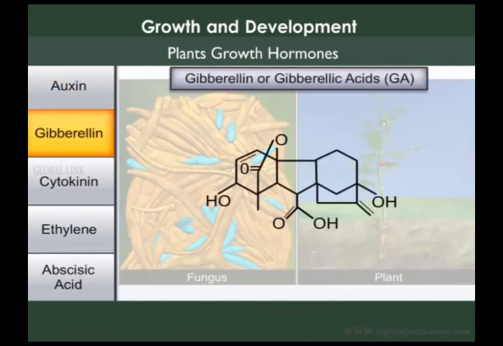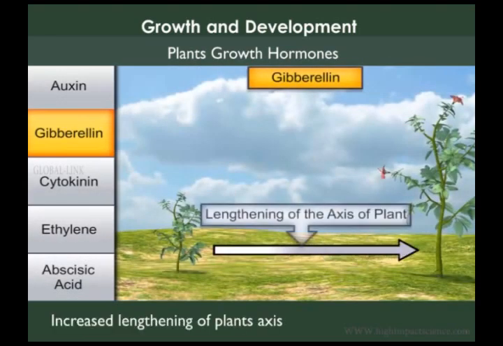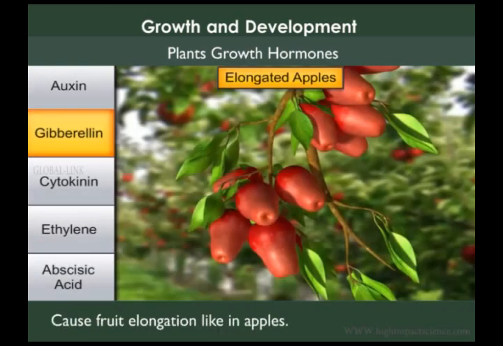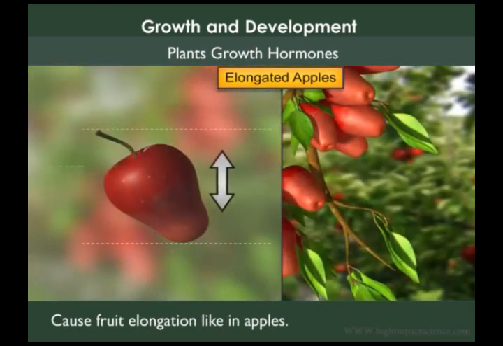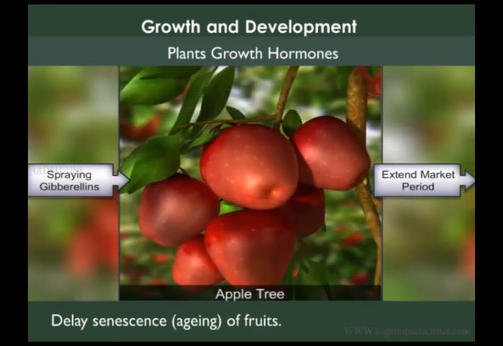Gibberellins or gibberellic acid are extracted from fungi and higher plants. They cause increased lengthening of the plant's axis. They are therefore used in lengthening of grape stalks and sugarcane stems to increase the yields. They also improve the fruit shape by causing elongation, as in apples. They delay senescence or aging of fruits, and so are used commercially to extend the market period by retaining fruits on trees longer.